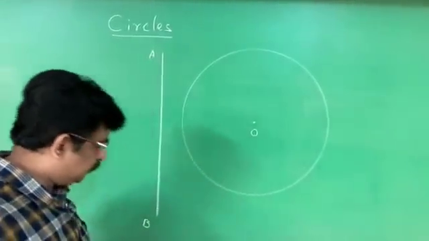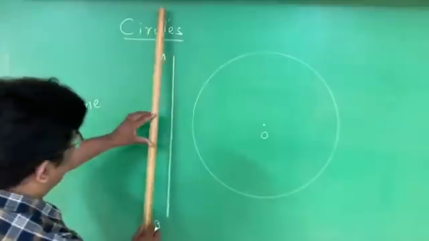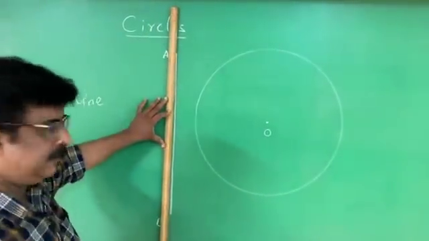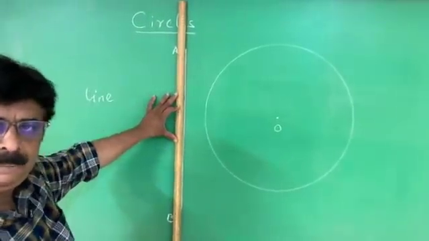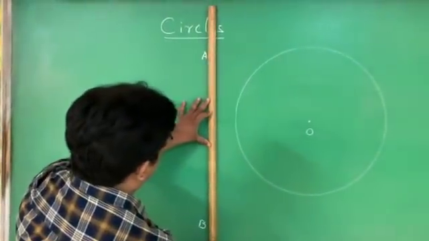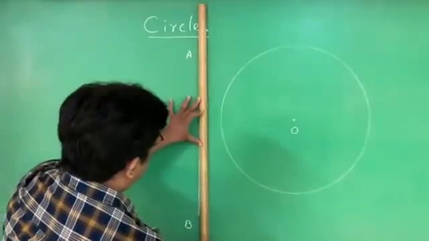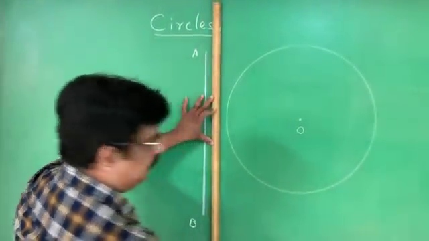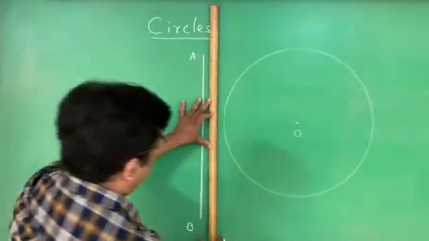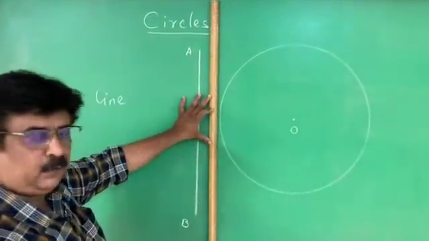Now imagine a situation. Consider my scale as the line AB. Now I move this line like this. Is there any relation? No relation. I still move like this. Is there any relation? No relation.